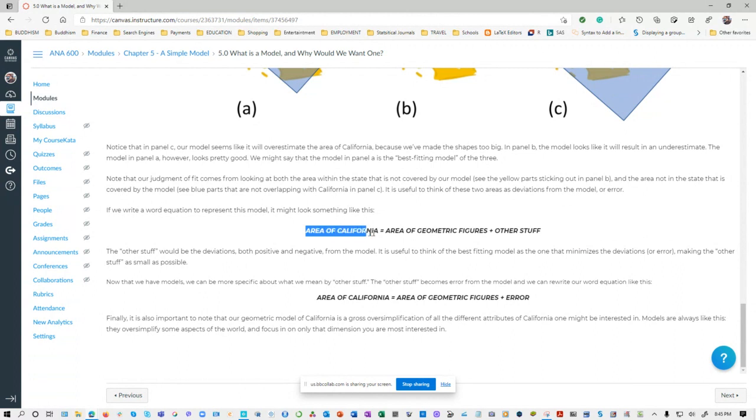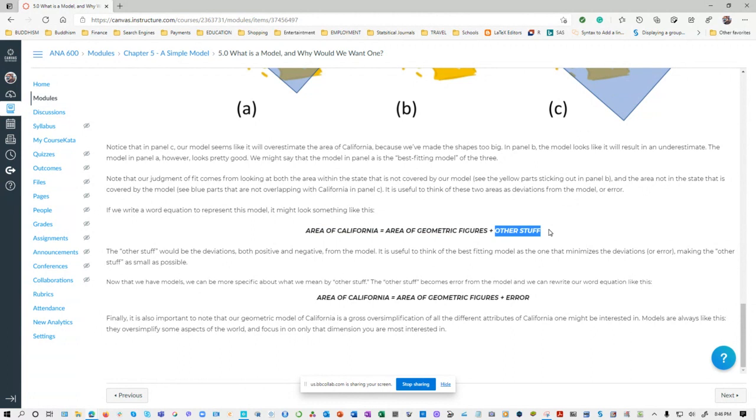Mathematicians think only up to here. They think area of California equals area of a geometry. Everything, any kind of phenomena that we see. But there's an error when you are doing some kind of estimate, and that error part is not included when you're learning something.